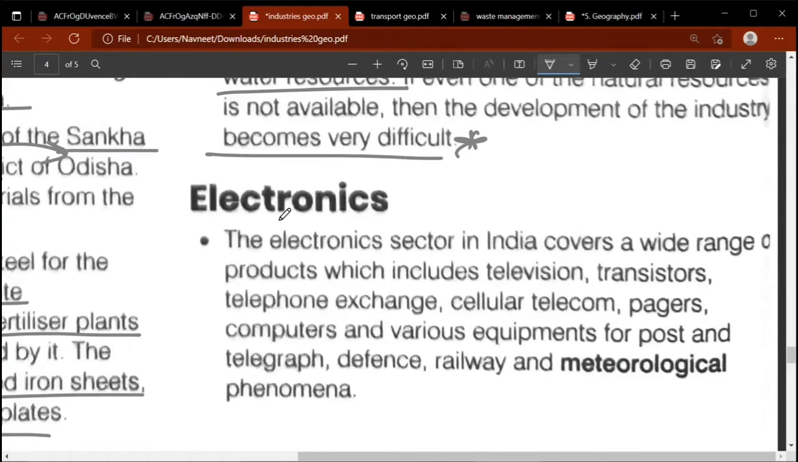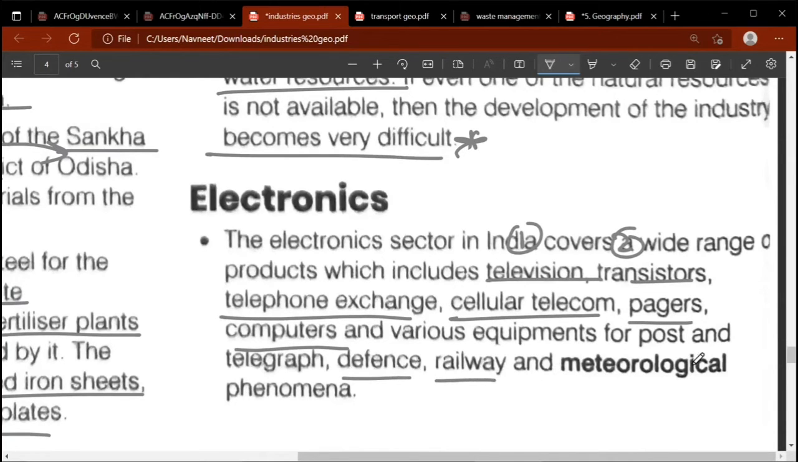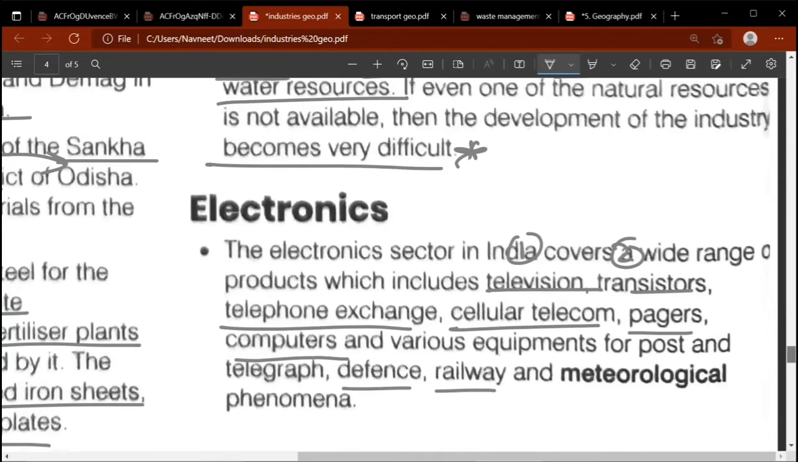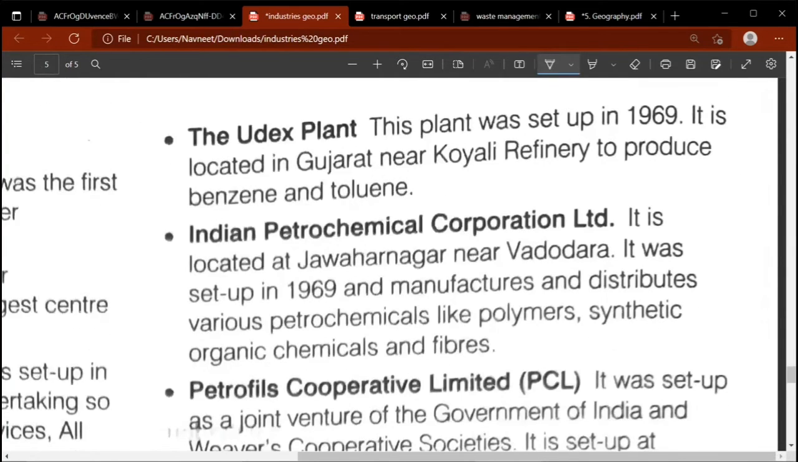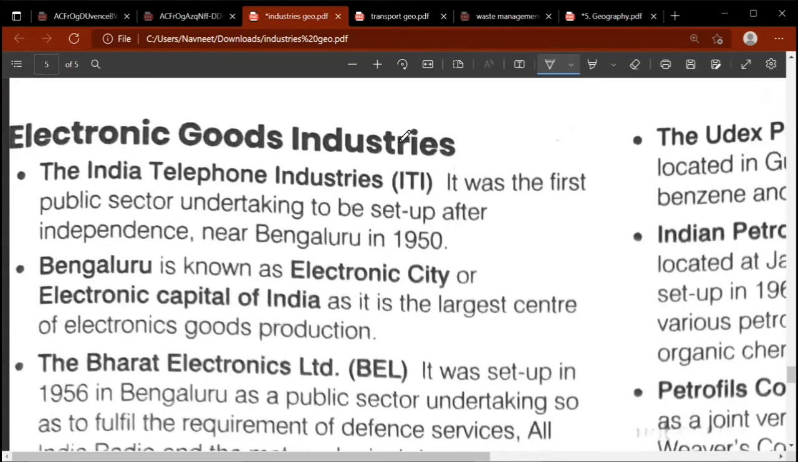The electronics sector in India covers a wide range of products, which include television, transistors, telephone exchange, cellular telecom, pagers, computers, and various equipment for post and telegraph, defense, railway, and meteorological phenomena. In the electronic goods industry, there is the Indian Telephone Industries (ITI). It was the first public sector undertaking to be set up after independence, near Bengaluru in 1950.